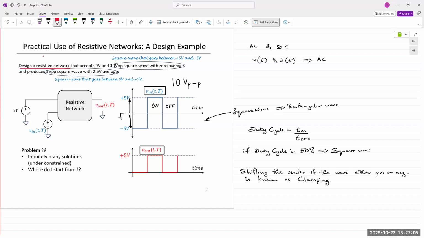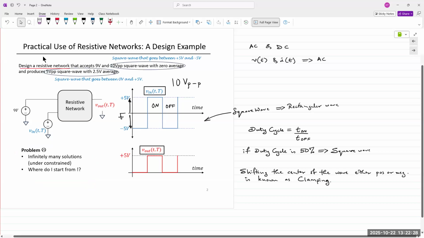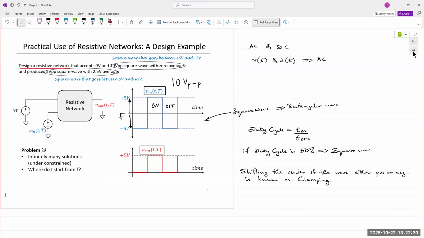All right. So we need a square wave that goes from 0 to +5. As I said, we could accomplish this using a diode. One resistor, one diode, and we're done. We just get 0 to +5 volts. That is known as a half-wave rectifier. That's something you will learn in 315. Okay, so resistive network.